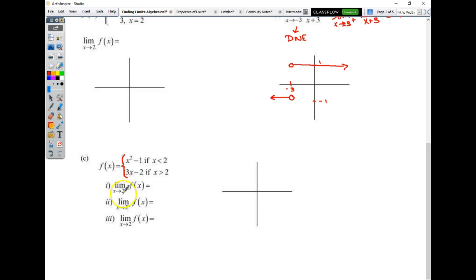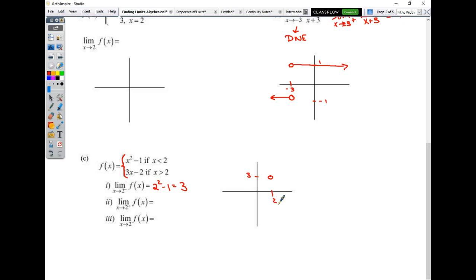If I'm approaching 2 from the left-hand side, I want the value smaller than 2. So I want to find out when x is less than 2. So this limit is going to be 2 squared minus 1, which is 3. Sweet, that was nice. So I know that I have 2, 3. Look, it's 3. There's 2. It's an open circle because it's not equal to. So we're going to have an open circle there.